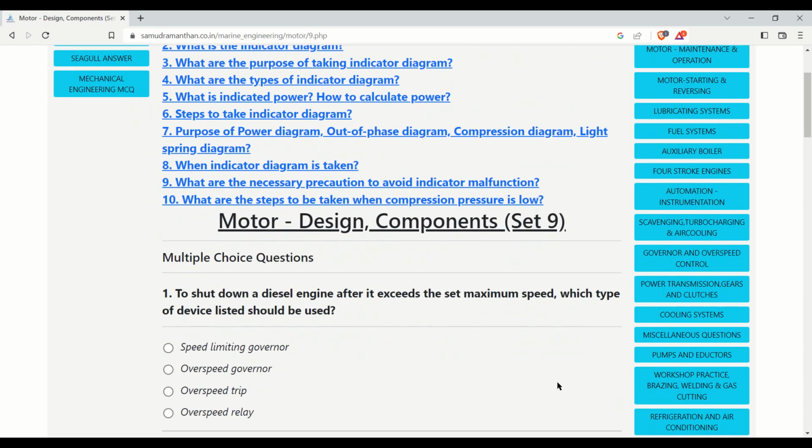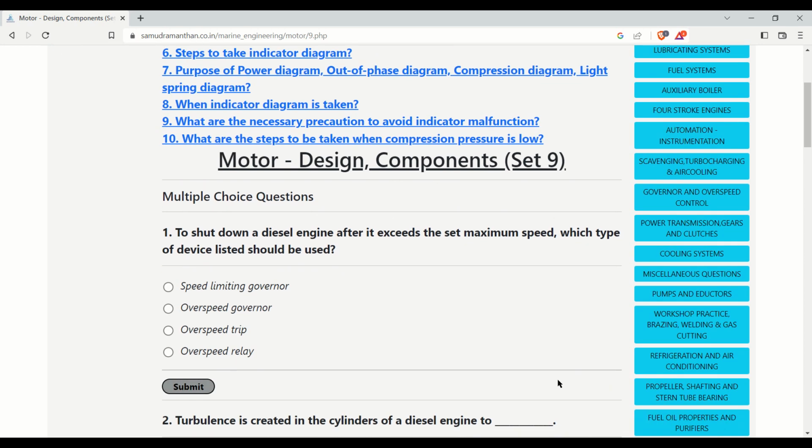Let's start. Our first question is to shut down a diesel engine after it exceeds the set maximum speed. Which type of device listed should be used? And the given options are speed limiting governor, overspeed governor, overspeed trip, overspeed relay. And the correct answer is overspeed trip.